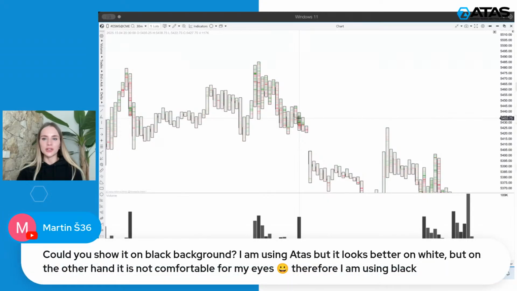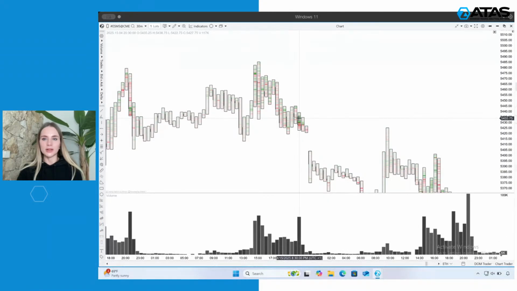Martin, I cannot shift the entire setup because it's going to take too much time, but the principle, if you're using it on the black background, is exactly the same. Okay, fantastic. So let's continue with the trend continuation setup.